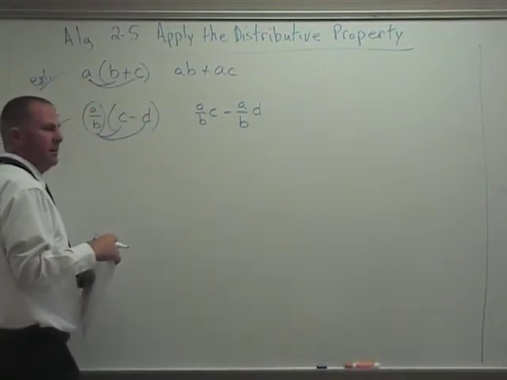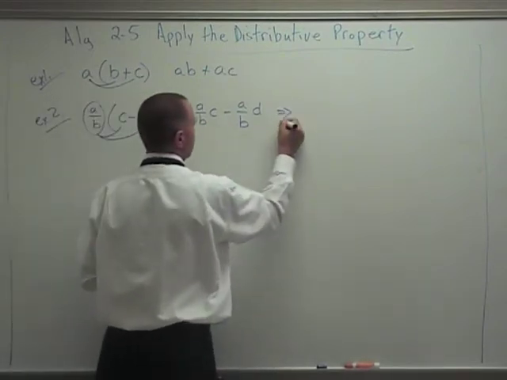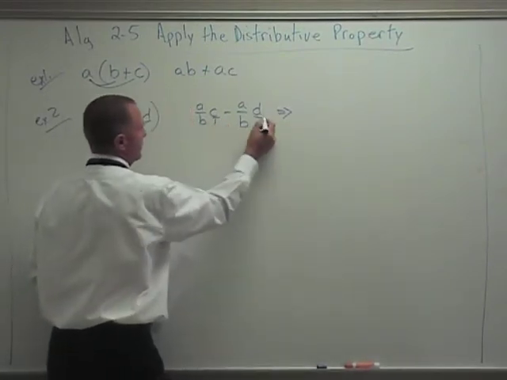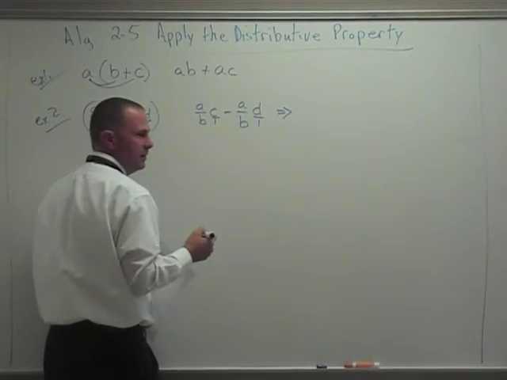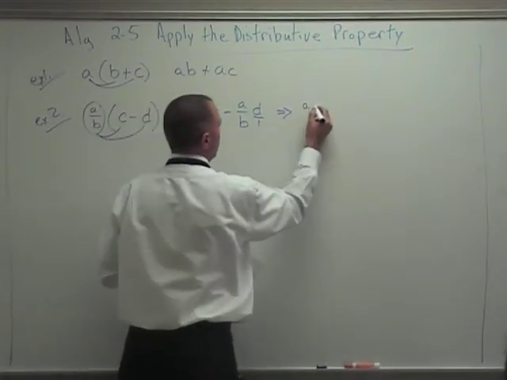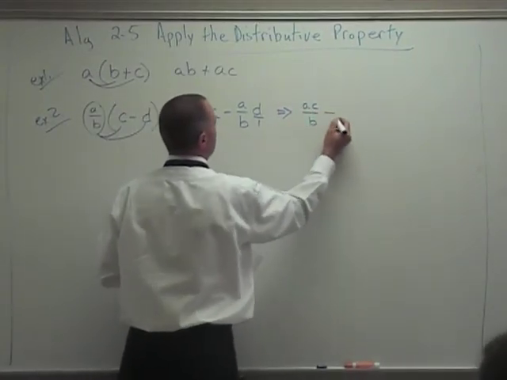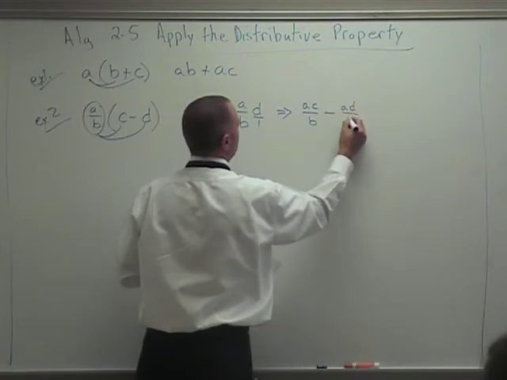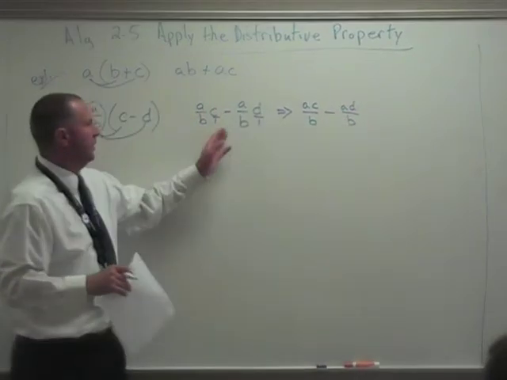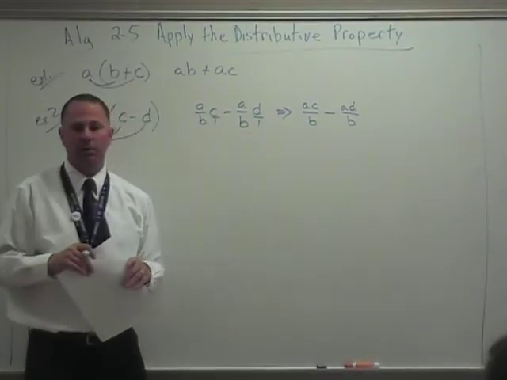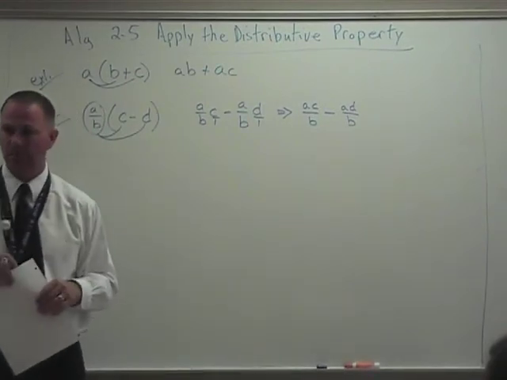Now that is exactly the same as this. Aren't these just fractions themselves? And doesn't that just become AC over B? And this is AD over B? Both of these are exactly the same. You need to be able to recognize that they are the same.